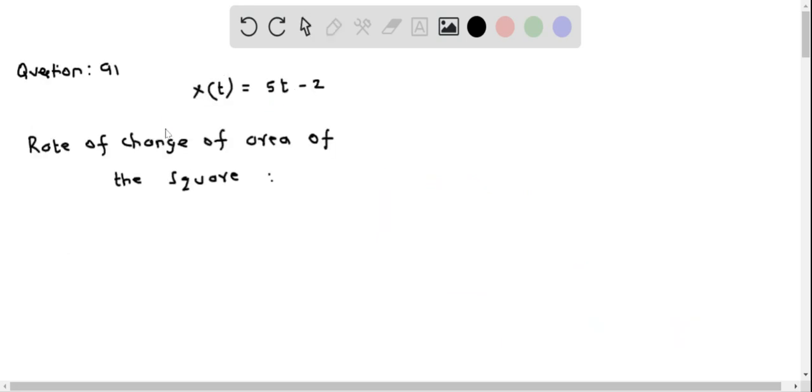Let's answer question 91. In this question, we are given that the side of the square changes with time, where x of t is given as 5t minus 2. We then have to find the formula for the rate of change of the area of the square. First, I'm going to write down the area formula of the square, which is A equals x of t quantity squared.